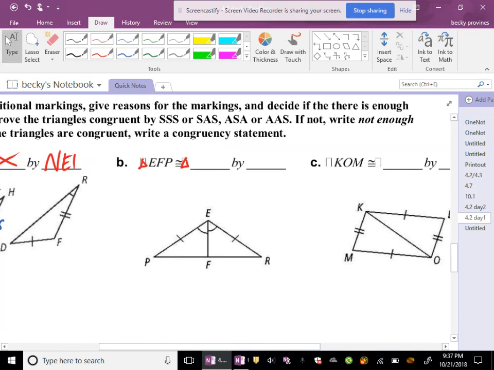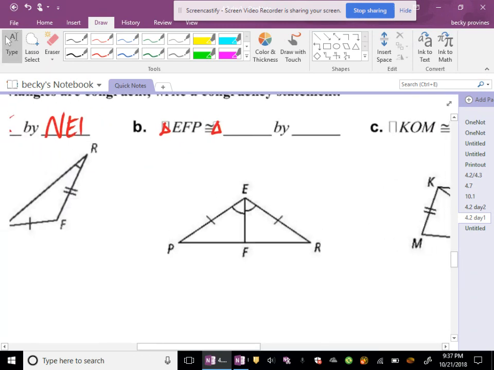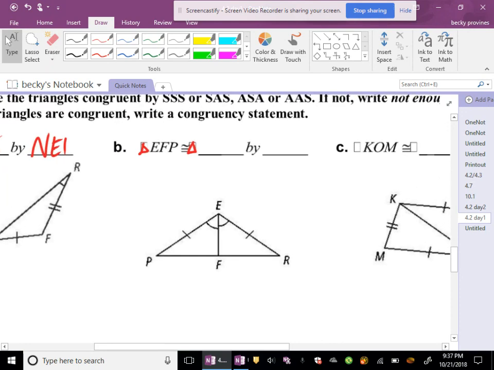Okay, for part B, now when they share a common side, like EF, both triangles share that. I'm going to mark that information. That is called being reflexive. So when I look at this triangle, I have a side, and I have the angle directly in between. The side, and the angle directly in between. And if you say that to yourself and write it out, it shows you the answer. It's SAS.